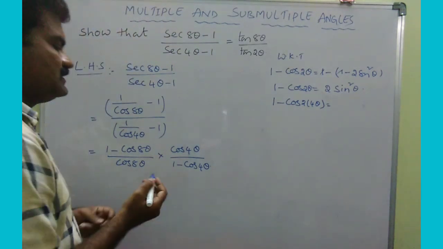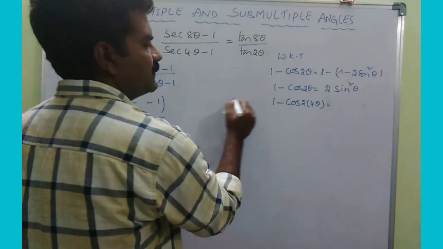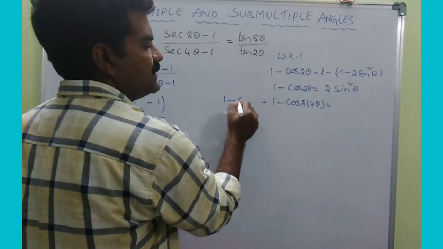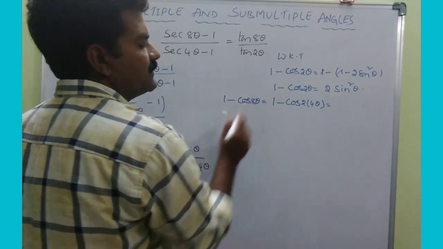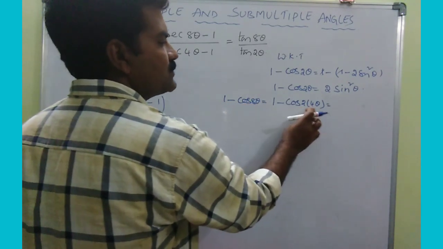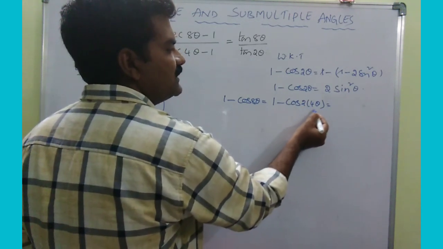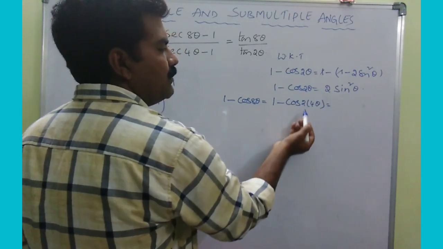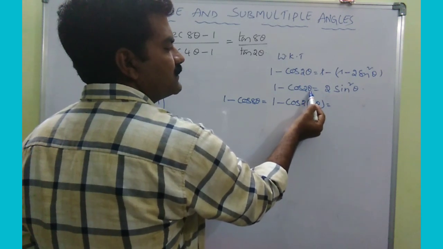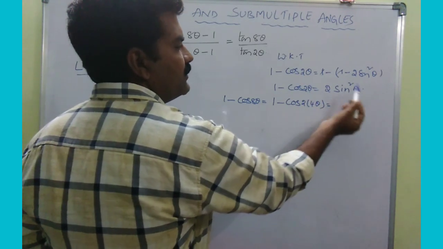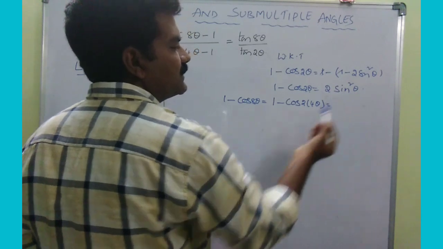I mean, which is 1 minus cos 8 theta. Actually this is equal to 1 minus cos 8 theta. 8 theta I can write as 2 into 4 theta. Now this is also just like 2 theta. See, in the above, if it is theta, then we got it here also theta only, right?